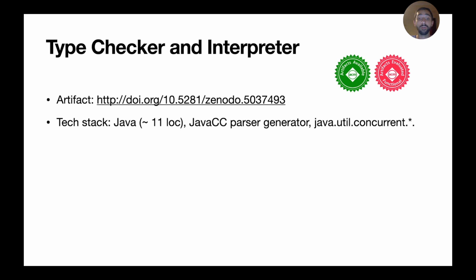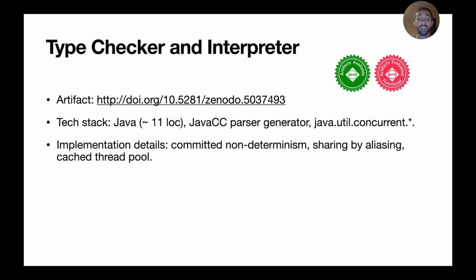Some details of our implementation worth mentioning is that we have omitted non-determinism in our interpreter, so that the sum operator is not present in our practical runtime system. The share construct is simply implemented by object aliasing, and in order to reduce the overhead associated with thread creation and destruction, we have opted to manage the execution of concurrent tasks with a cached thread pool.